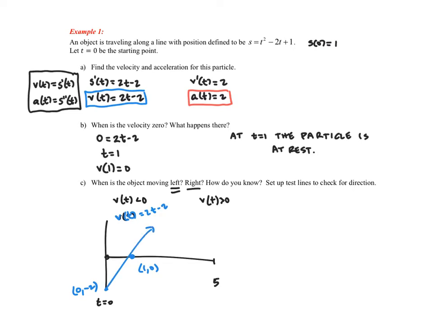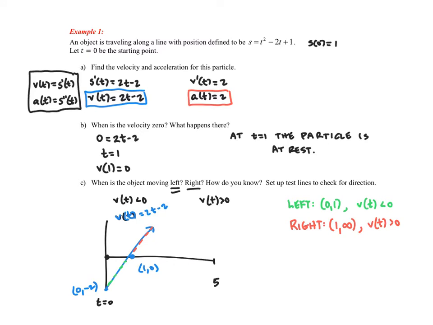It says, when is the object moving to the left? Well, it'll be moving to the left on this interval here because v of t is less than 0. So we would say on the interval from 0 to 1, since v of t is less than 0 on that interval. The particle will be moving to the right on the interval where v of t is greater than 0. So it looks like there is no bound on a line. Therefore, from 1 to infinity, since v of t is greater than 0.